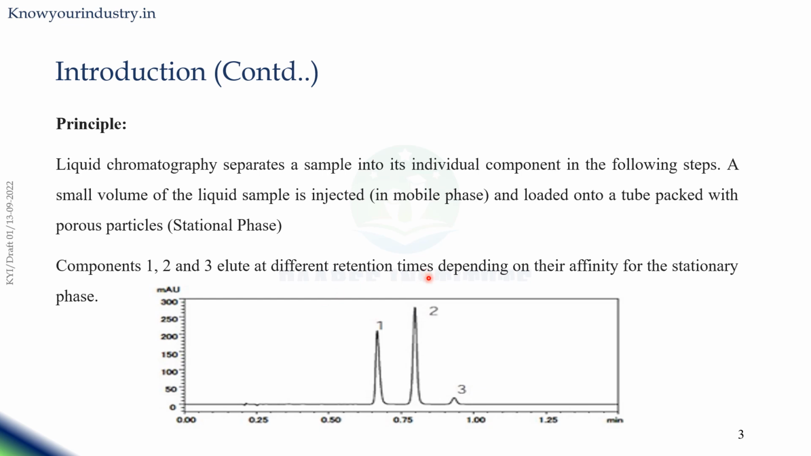What is retention time? The retention time is the time the compound takes for the elution. For example, peak number 1 is eluted around 0.6 minutes, peak number 2 around 0.75 minutes, and peak number 3 around 0.9 minutes. So the differentiation of this elution with different retention times depends on their affinity for the stationary phase. If it has stronger affinity, it will elute slowly, and if it has weaker affinity, it will elute fast. That we have seen in the previous module also.